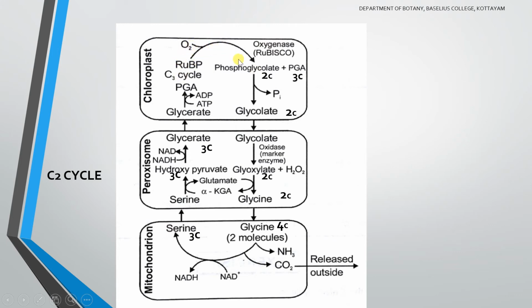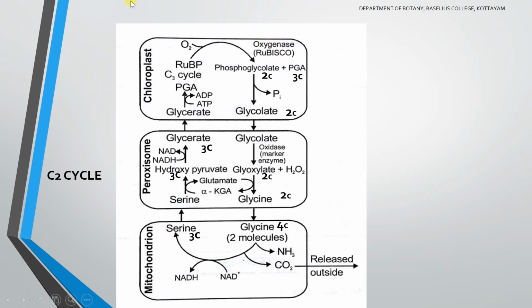RuBP combines with oxygen. As a result of this oxygenation, instead of 2 molecules of 3 PGA, here 1 PGA, that is a 3 carbon compound, and 1 two-carbon compound, phosphoglycolate, is forming. This acts as the starting compound for the C2 cycle. That is why it is named the C2 cycle, because of this 2 carbon compound. So what happens to the phosphoglycolate? 3 PGA is normally present in the chloroplast, so it enters the Calvin cycle. The phosphoglycolate formed here enters the C2 cycle pathway or photorespiratory pathway.